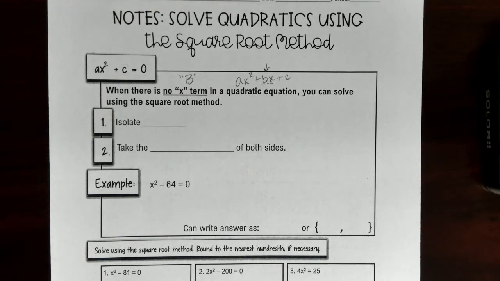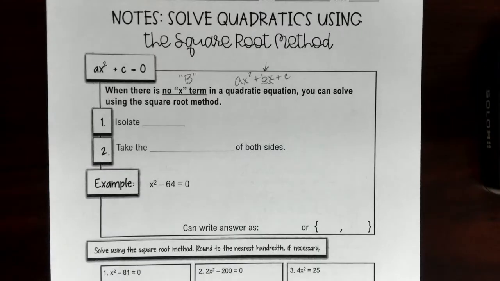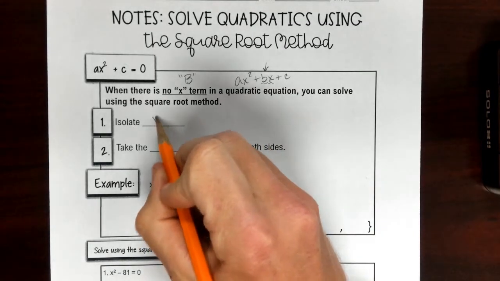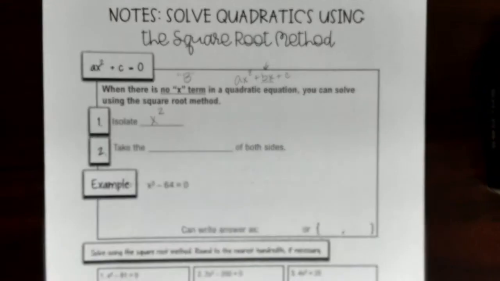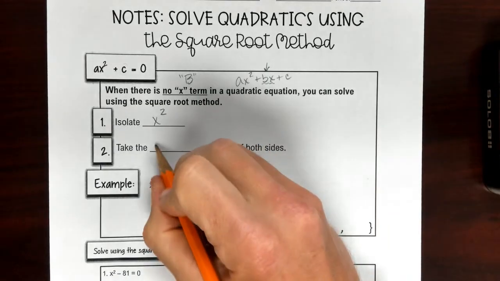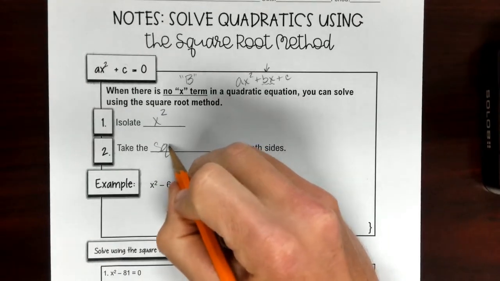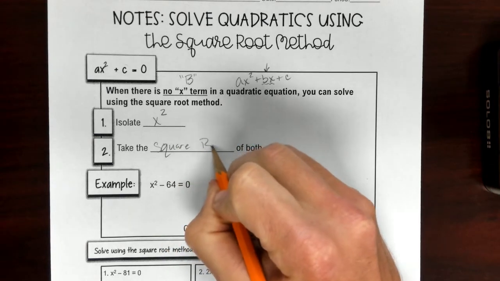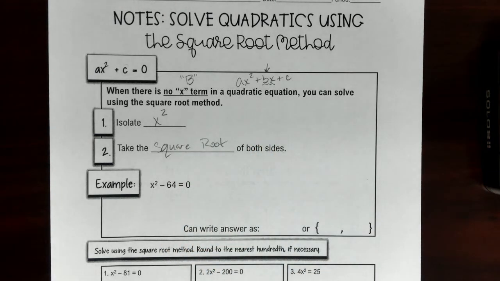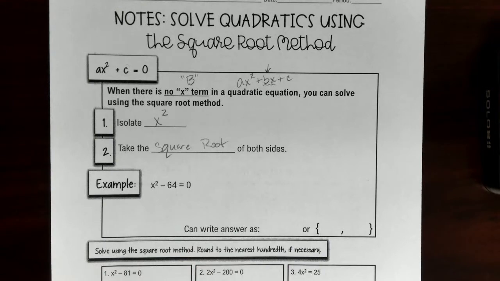We can solve using the square root method. There are two steps to solve using the square root method. The first step is to isolate for x squared. Once you have that, then you're going to take the square root of both sides.